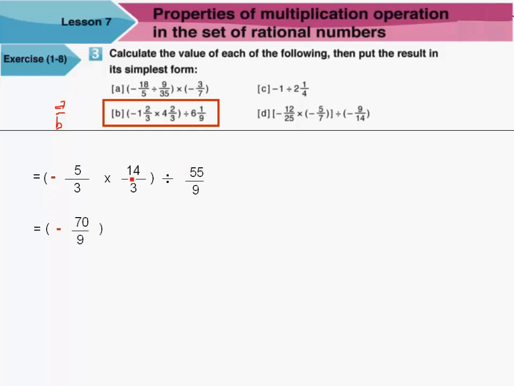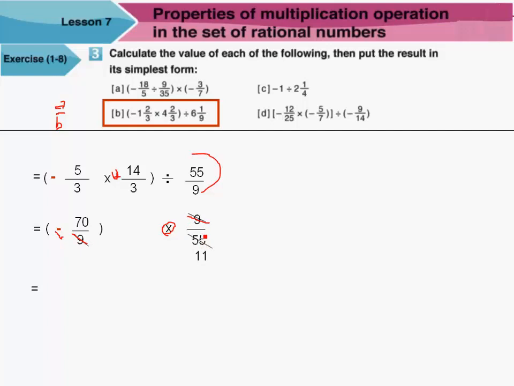Here minus times plus is equal, here is plus, but we don't write the plus. So minus times plus is equal to minus. 5 times 14 is 70. 3 times 3 is 9, divided by, okay, we will change divided by to multiply. And we have to take 9 over 55. So we can eliminate this 9 with that one.